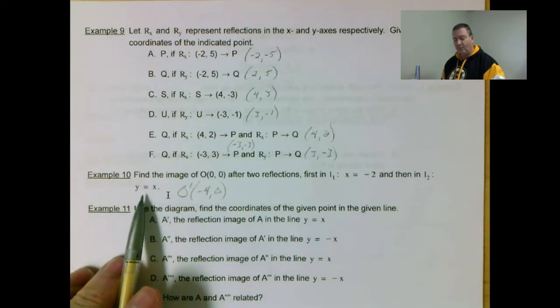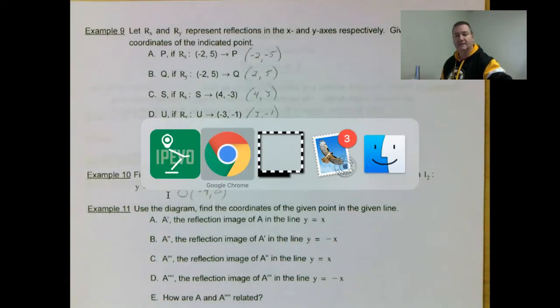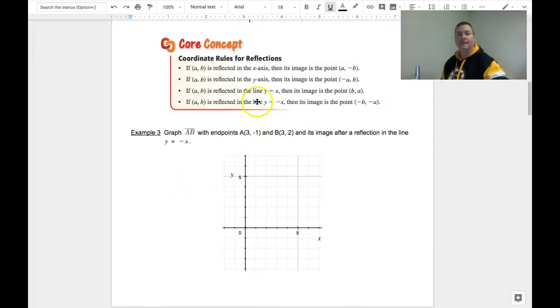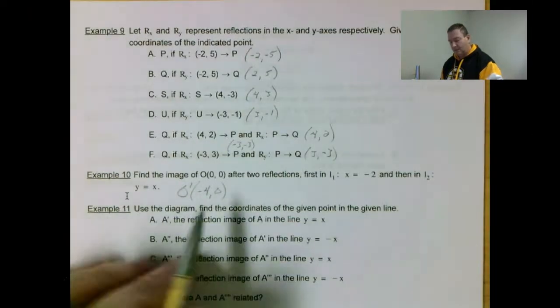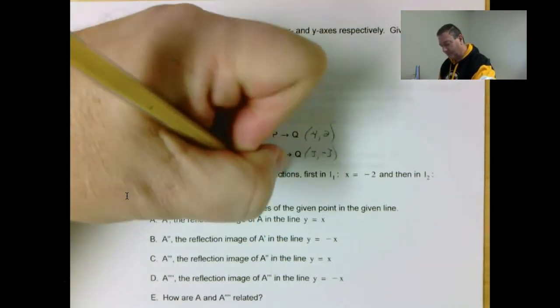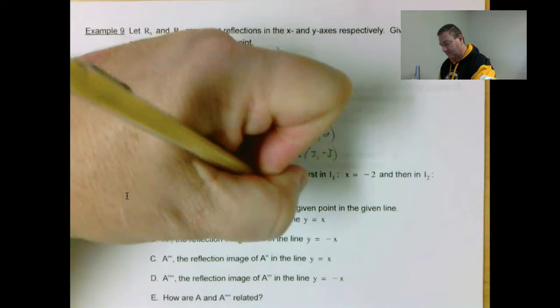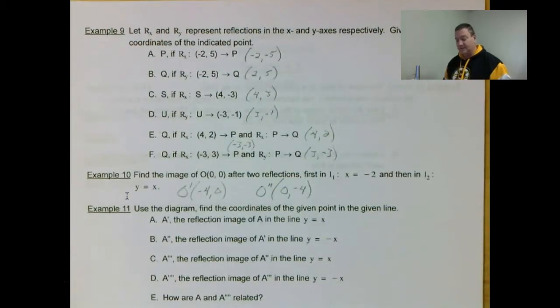And then the rule for reflection in the line y equals x is if we have a, b, we switch them to b, a. So again, 3, 4 becomes 4, 3. So negative 4, 0 becomes O double prime, 0, negative 4. And there's our final answer for example 10.